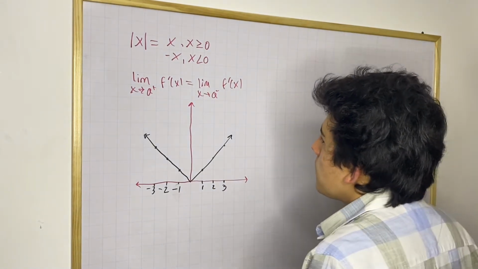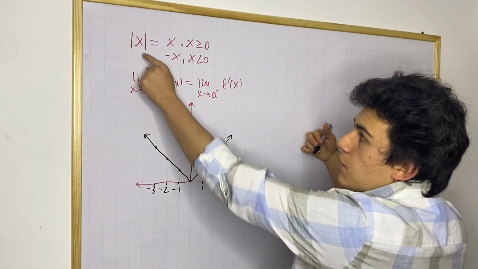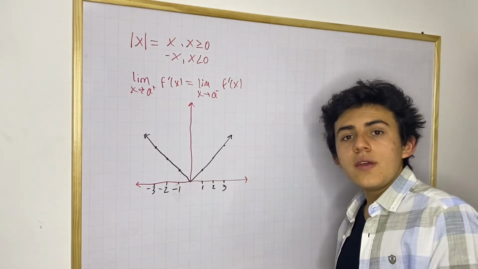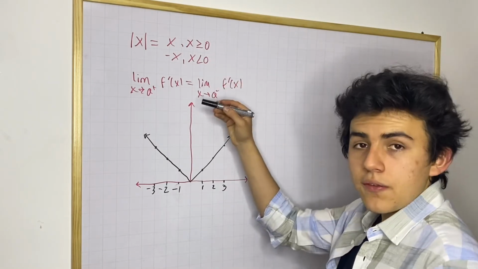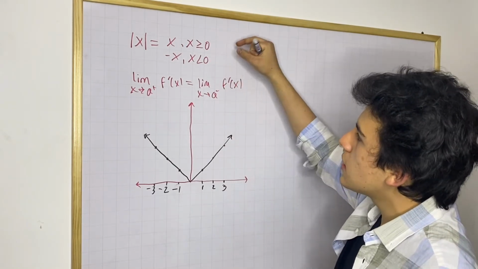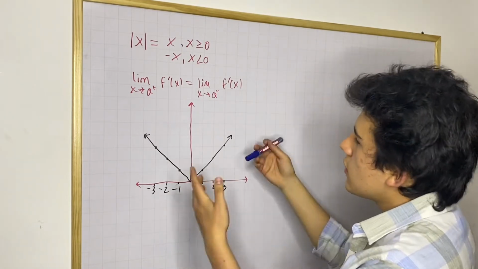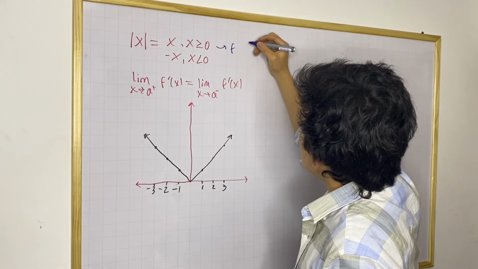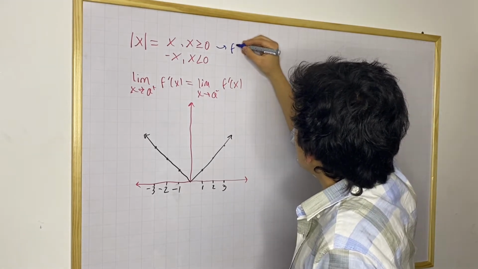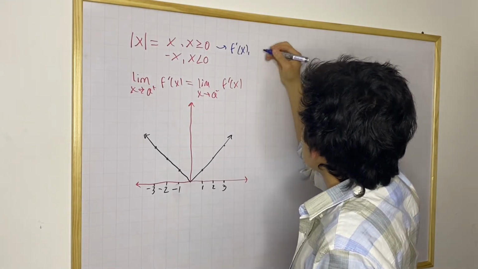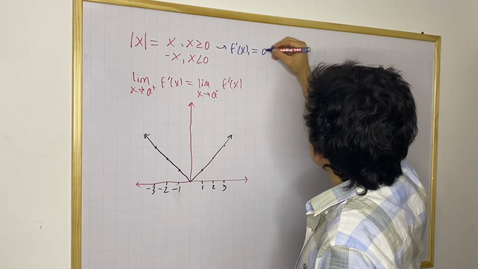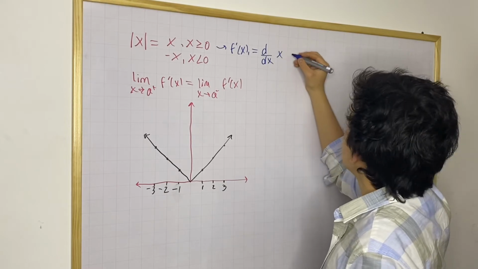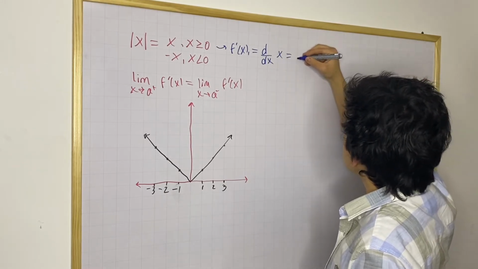So first of all, what is going to be f prime for the absolute value function? If we want to differentiate a piecewise function, we're going to differentiate each one of its pieces. For this first piece, f prime of x, this is the first piece, is just going to be the derivative with respect to x of x. And how much is this going to be? This is just going to be 1.